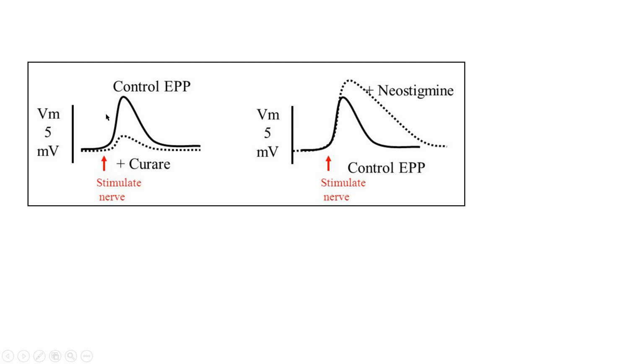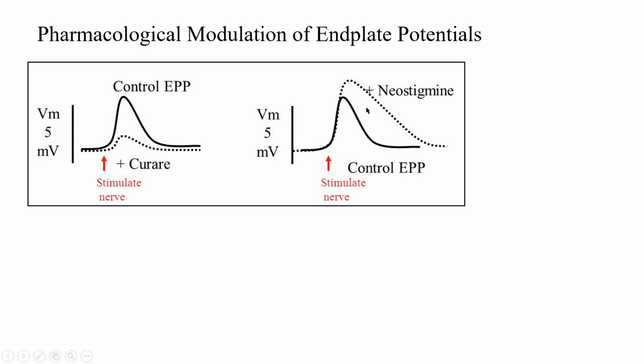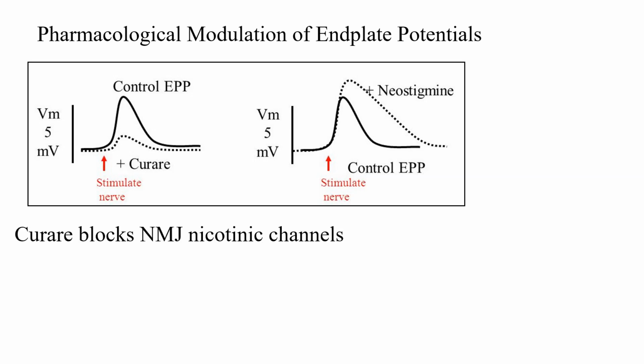end plate potential, right? But when you added the curare, the chemical, right? Then it is blocked here, right? No action potential. In the control, there is an action potential. If you are giving neostigmine, it is causing, right, a larger action potential here. So this is the modulation of end plate potential.